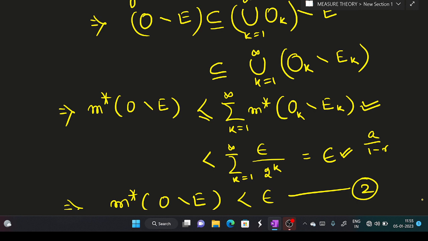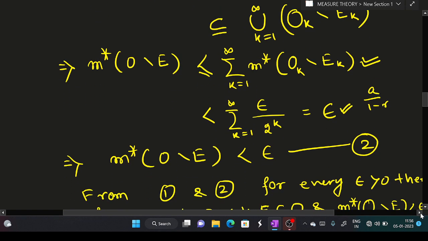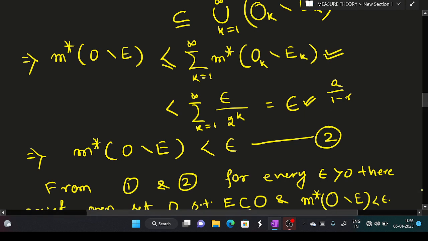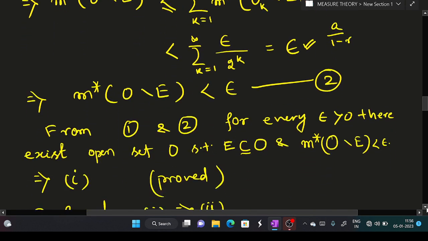So this we have done for infinite outer measure, and previously in part A we did it for finite outer measure. That is, for any measurable set we will always get an open set O such that O contains E and the outer measure of O difference E is less than epsilon. That means we can always come as close to E as we wish, so that the difference has outer measure almost 0. Less than epsilon means almost 0.